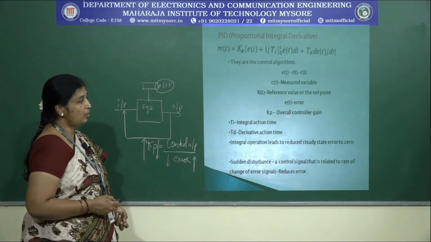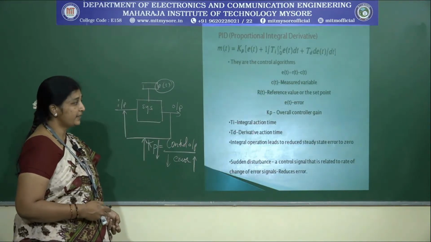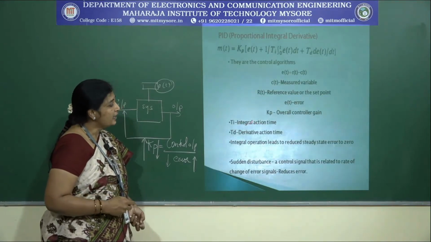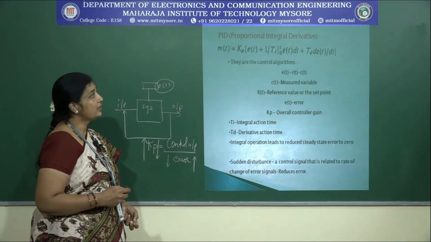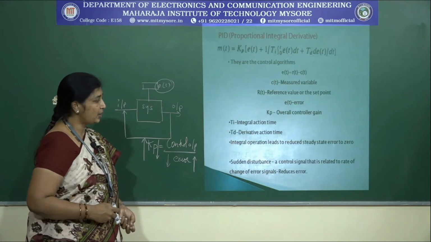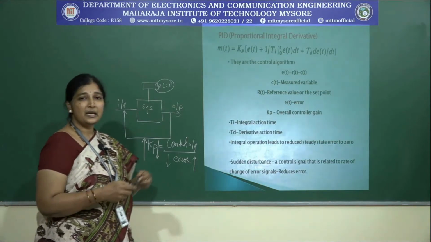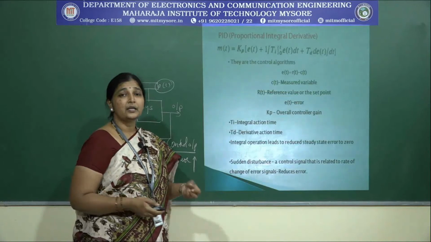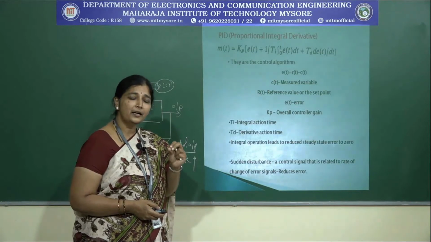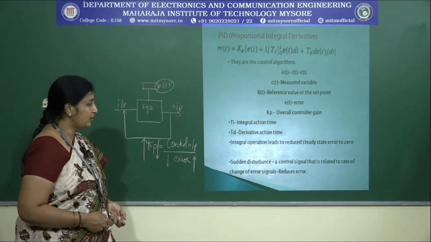So Kp is nothing but the overall controller gain, which can be modified based on the controller output. Then you have Ti, here you have 1 by Ti, right? It is the integral action time, wherein the error will be integrated from 0 to T. Integral operation leads to reducing the steady state error to 0. So if there is any known error in a plant, then you are integrating it. The name itself says it is integrated to value 0, or it is eliminated. So the value of Ti plays a vital role here.